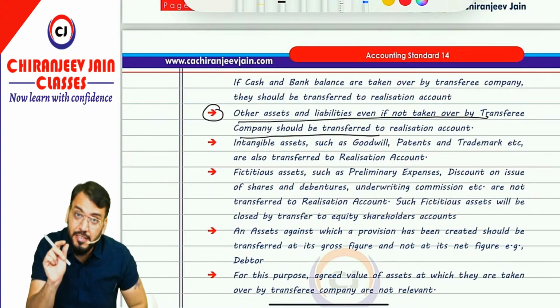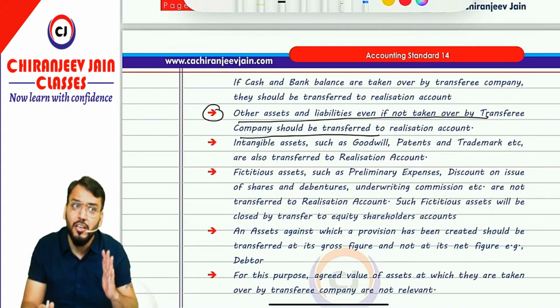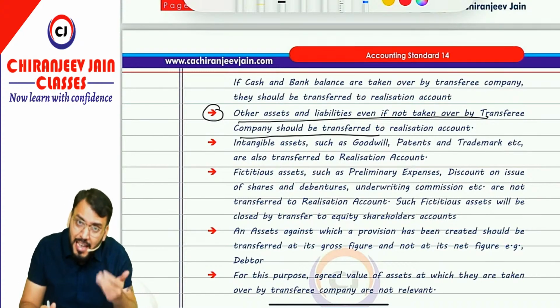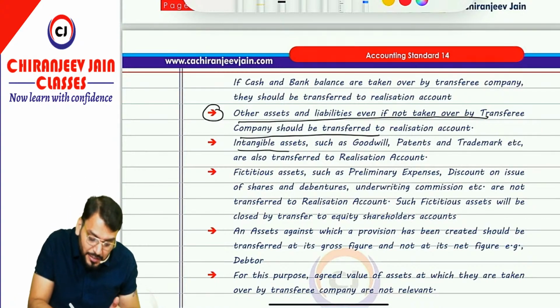The next point: any intangible asset, whether it is goodwill, patent or trademark, if it is appearing in the balance sheet, will also be closed by transfer to realization account. Normally students think that the goodwill account will not be closed. But goodwill is also an asset, an intangible asset. So goodwill, patent and trademark will also be closed by transfer to realization account.